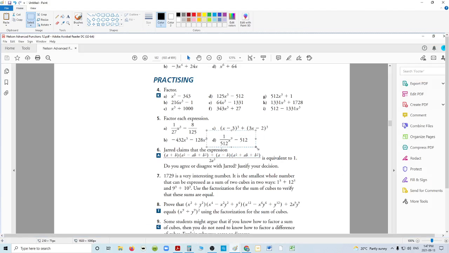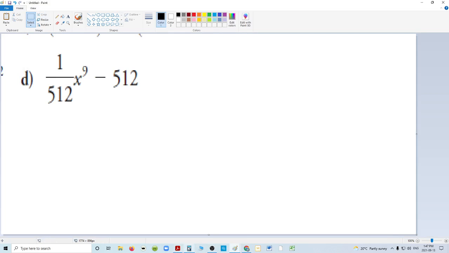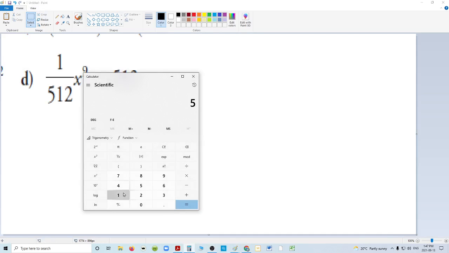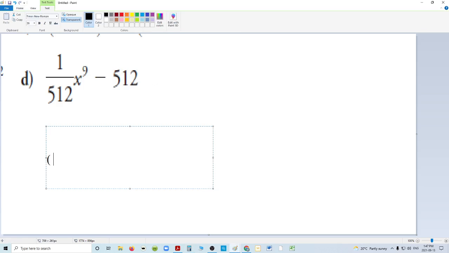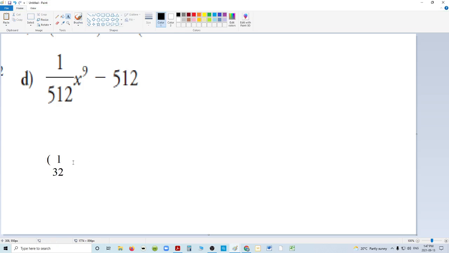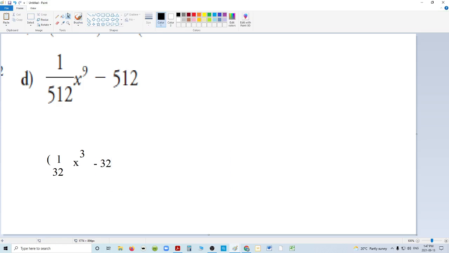Okay. So this is the last one. We have to find the cube root of 512. It's 32, which means the root of this is 1 over 32 x cubed minus 32. And that's because this is the cube root of that, and this is the cube root of that.